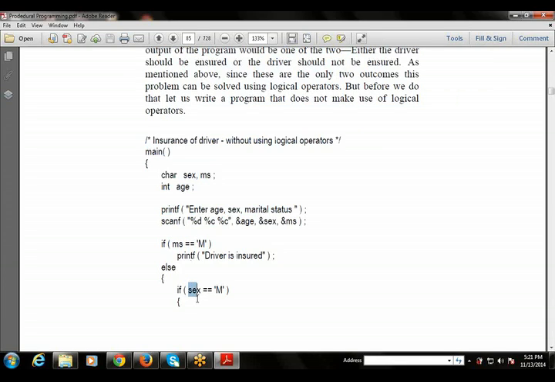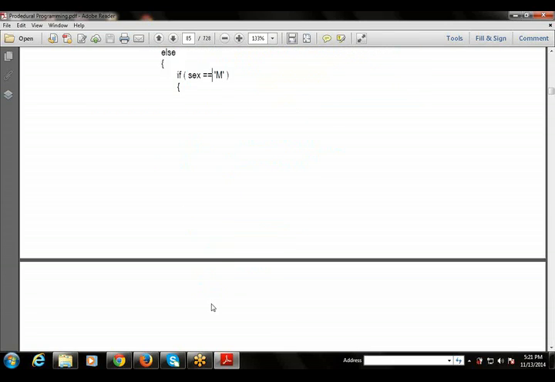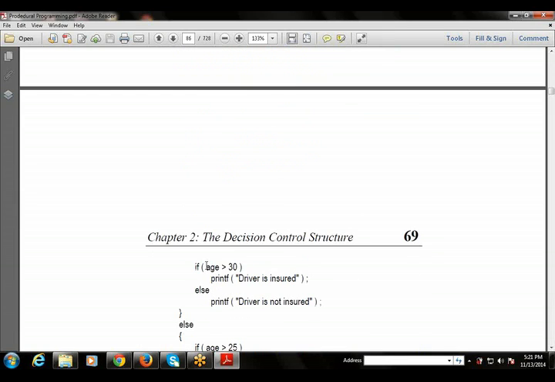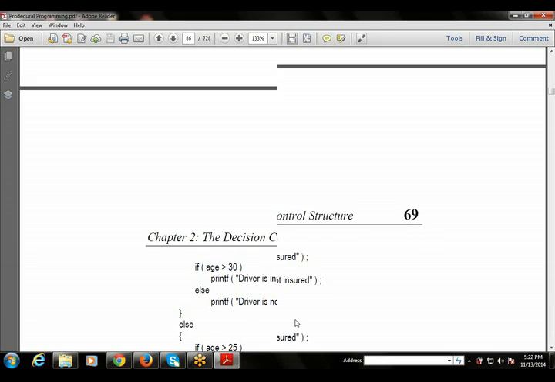Else, check the condition on the basis of the sex, that is, if sex is equal to M, that is, a male. Then check one more condition: if the age is greater than 30, then only the driver is insured. So first of all, check whether the driver is male. If male, then check the age. If it is greater than 30, then the driver is insured, otherwise the driver is not insured.